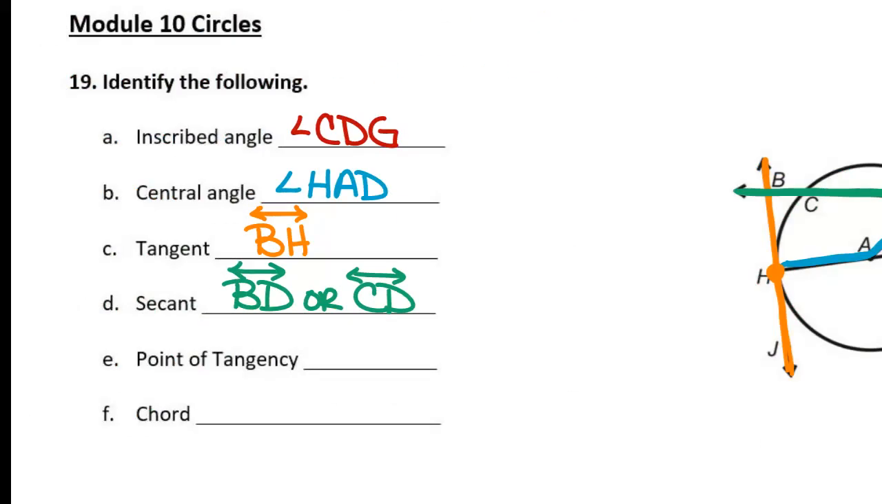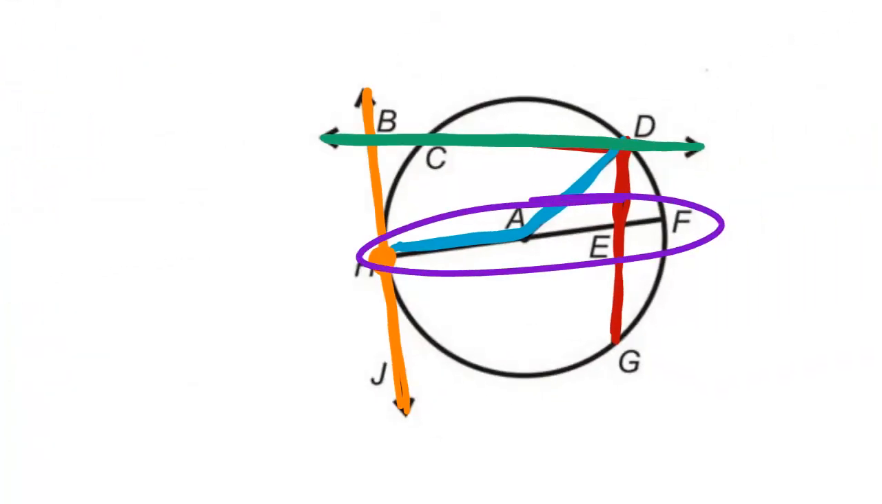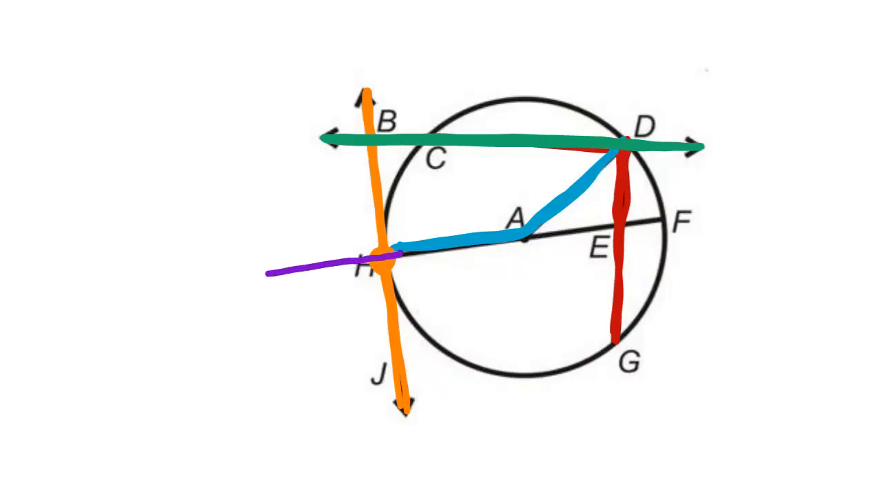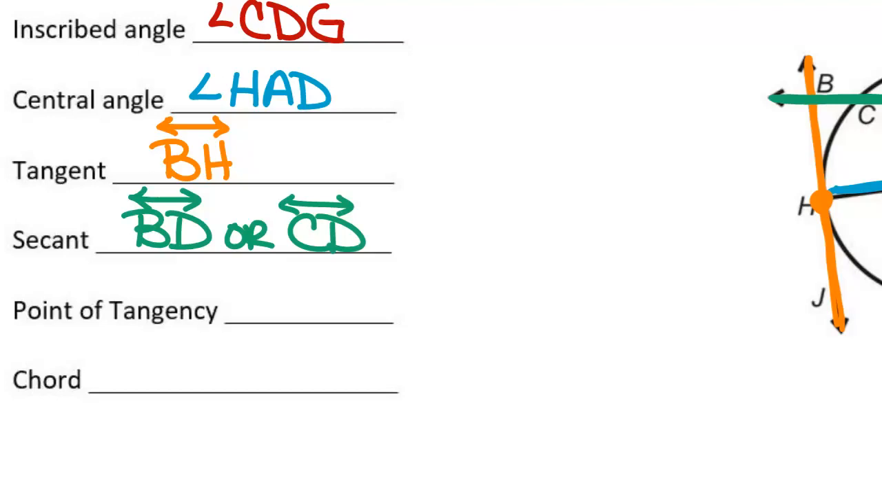Yes, you may. If this diameter HF were to continue, even if it was only on one side, that would be a secant. It doesn't have to go through the circle on both sides to be considered a secant, as long as one of the ends of that line or line segment or ray extends beyond the circumference. That would count as a secant. Point of tangency. This is the point where the tangent line touches the circle. So point H would be our point of tangency.